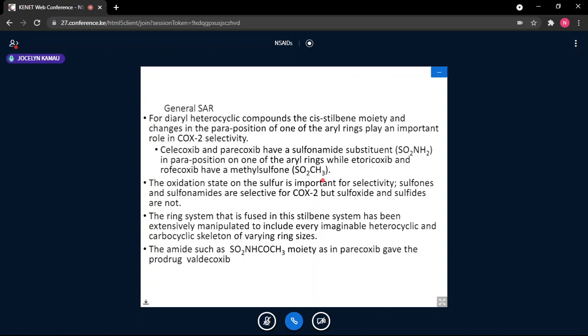If you look at your structures, that is just direct. You can see celecoxib has a sulfamoyl group. A sulfamoyl group is SO2NH2. Rofecoxib has a methyl sulfone. Valdecoxib also has a sulfamoyl group. Those are the structures we are saying are very important as rigid structures, very important drugs. The oxidation state on the sulfur is important for selectivity. Sulfones and sulfonamides are selective for COX-2.